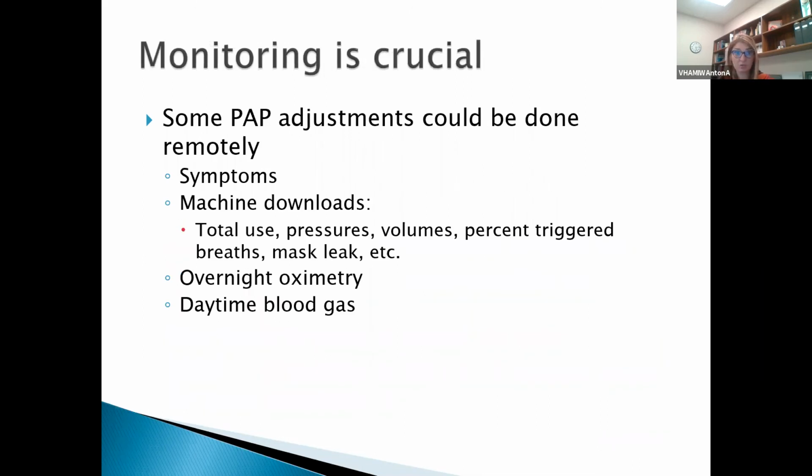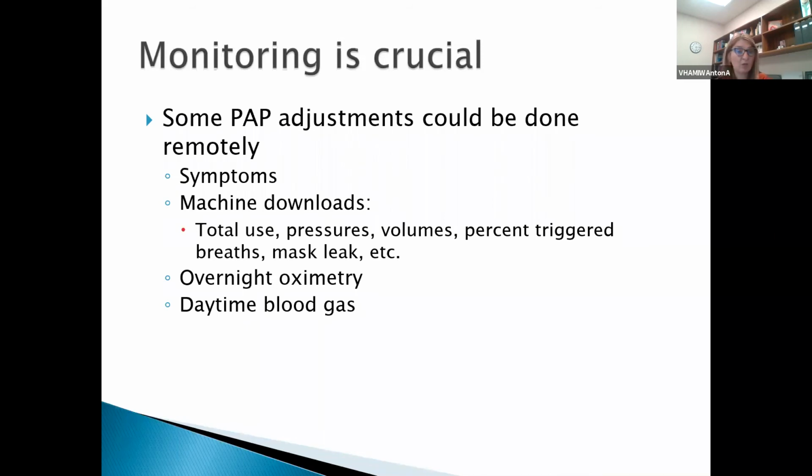And monitoring is crucial. We want to see how well the machine works for you and how the settings are working, and certainly some adjustments can be done remotely and some need to be done in person. We monitor symptoms. The machines are quite smart. We get a lot of information from a machine. We not only look at how long the patients are using it, but we also look at the pressures, at the breaths, how big the breaths are, how easy it is for the patient to trigger a breath, and how well the mask is fitting. So it's a lot of information.